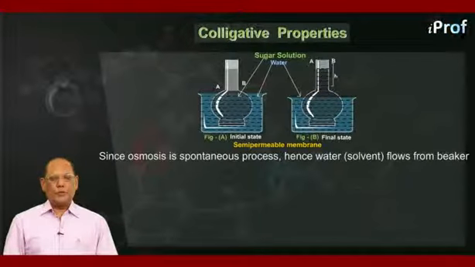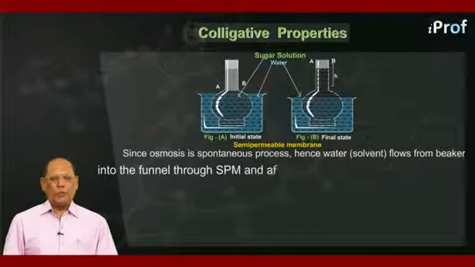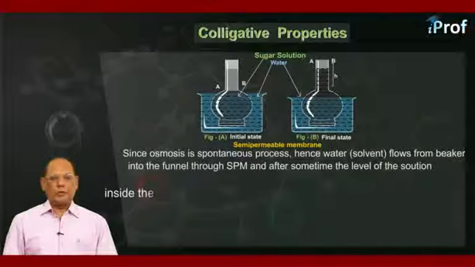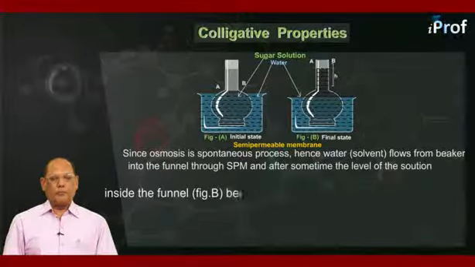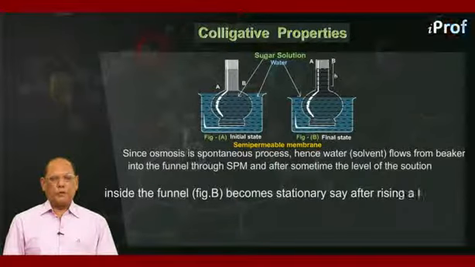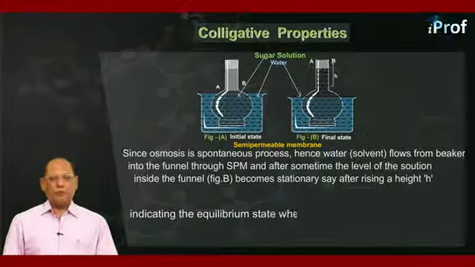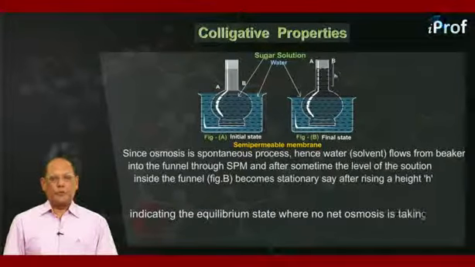Since osmosis is a spontaneous process, water, the solvent, flows from the beaker into the funnel through SPM, and after some time the level of the solution inside the funnel, refer to figure B, becomes stationary, say after rising a height h, indicating the equilibrium state where no net osmosis is taking place.